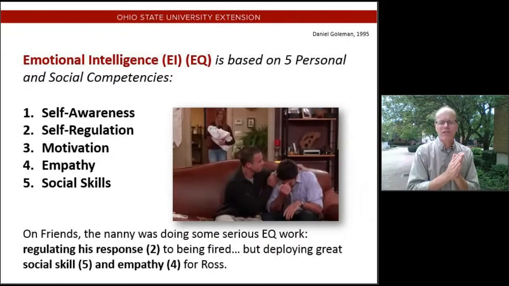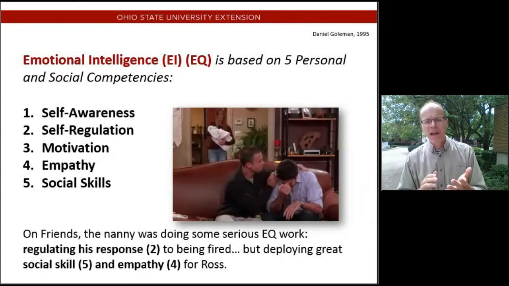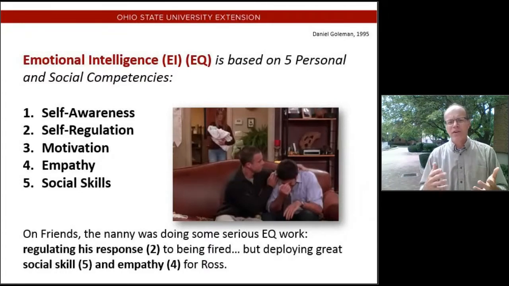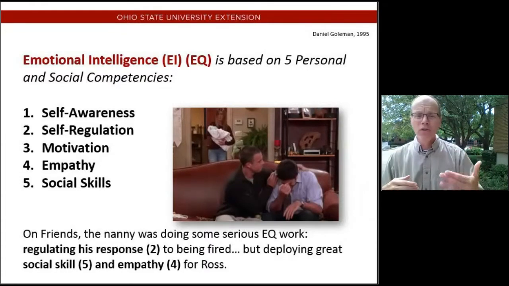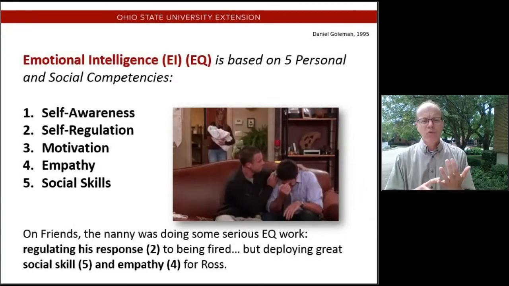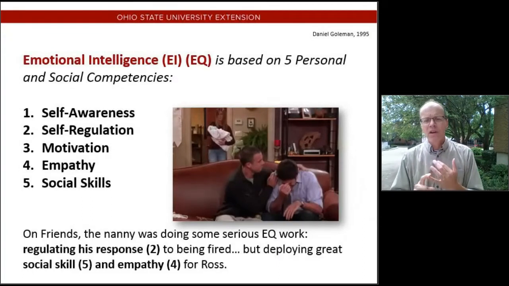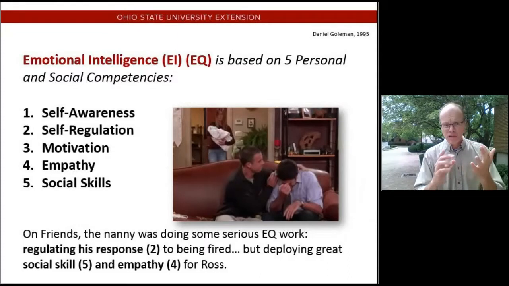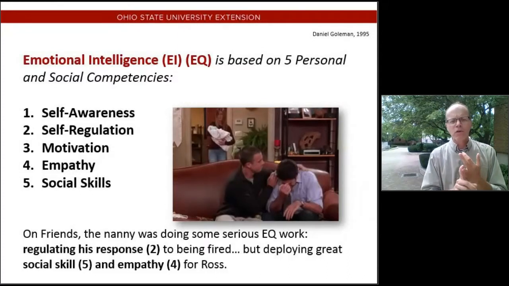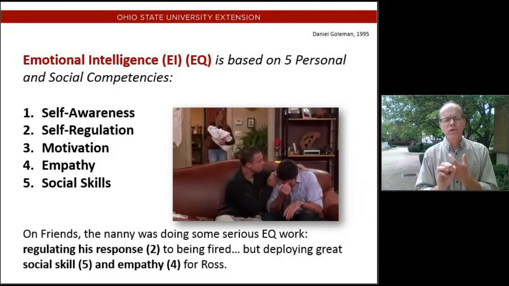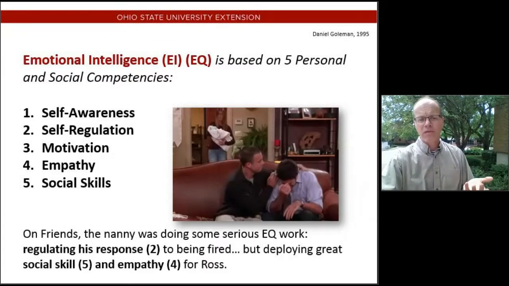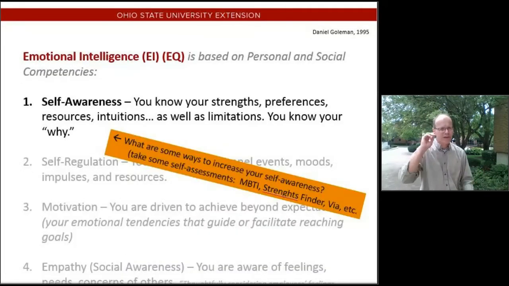Oh, so for the Friends clip, to break that down real quickly, the male nanny, as he's getting fired, deploys a huge amount of emotional intelligence. He regulates his response, the second one. He develops, as he's being fired, but he also deploys social skills in working with Ross and huge empathy. It's a really good example of 3 of the 5 pieces of emotional intelligence, and it's funny.